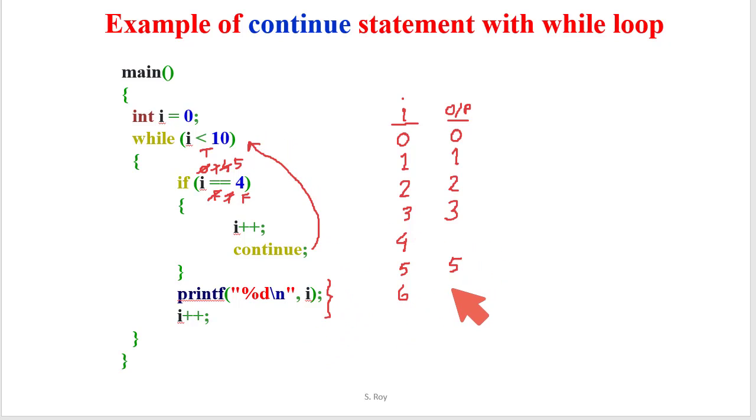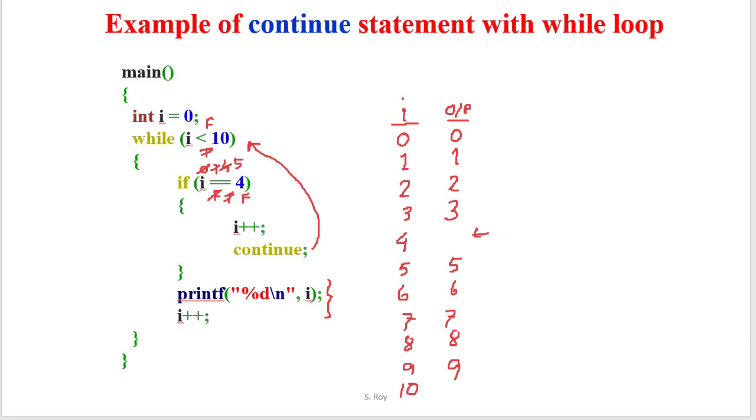In a similar way, we will get the output 6, and up to 9 we will get the output. So for 7 we will get the output, for 8 we will get the output, for 9 we will get the output. But when the value of i is 10, then this i less than 10 will provide false. So the while loop will be terminated when the value of i is 10, so we will not get 10 as output. So what are the values we are getting at the output? 0 to 9, but absence of 4.